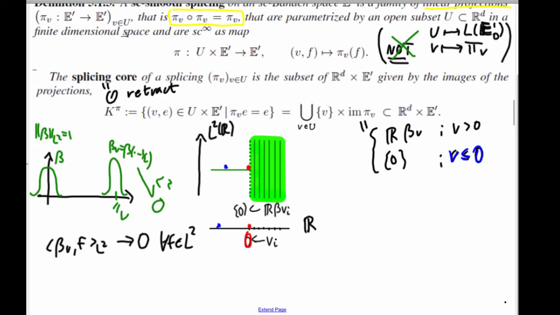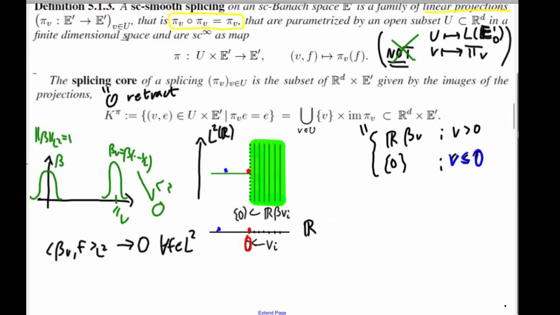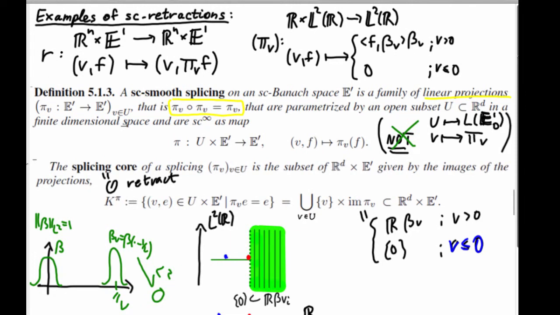So then why is the critical locus 0? Why 0? I simply defined it that way. I defined the projection to be 0 at 0. So then why is it continuous? Well, I need to check that this map, (v, f) going to this, is continuous. And what I just checked is that if I fix f and let v go to 0, then this goes to 0.